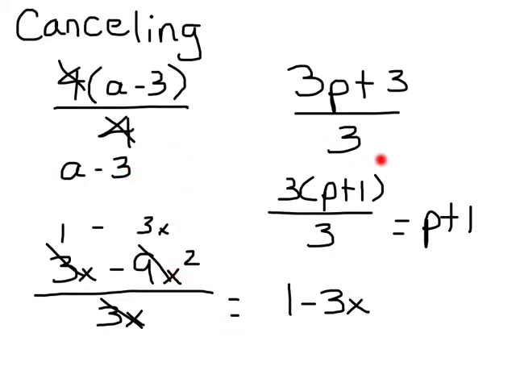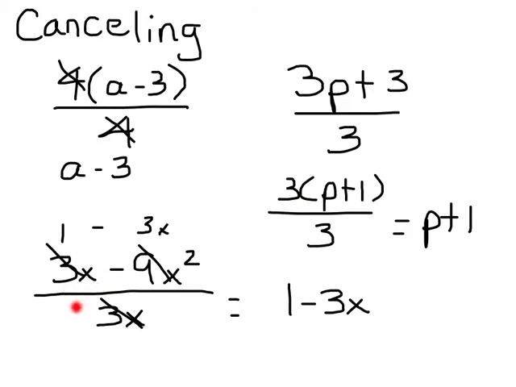Alright, let's look at this one. 3p plus 3. Well, that 3 and that 3 and that 3 and that 3 are going to cancel out. So that would leave me here 1p, or p, and plus 3 divided by 3 is 1.